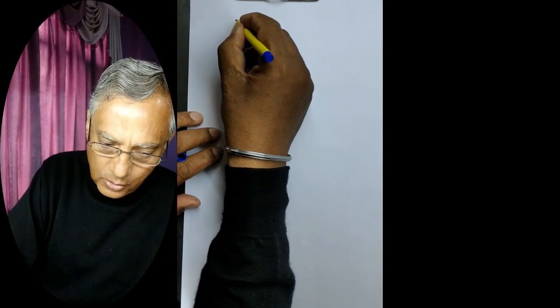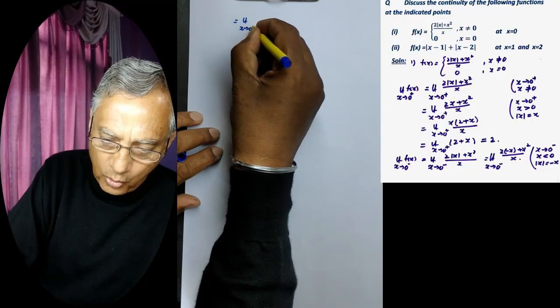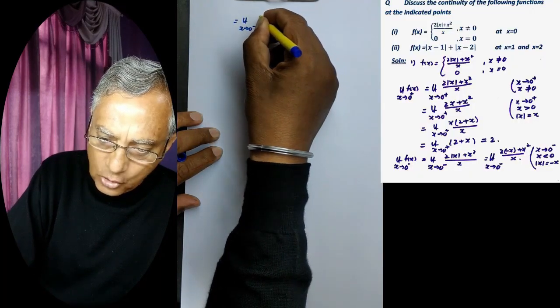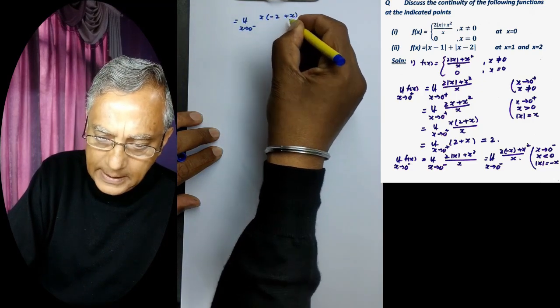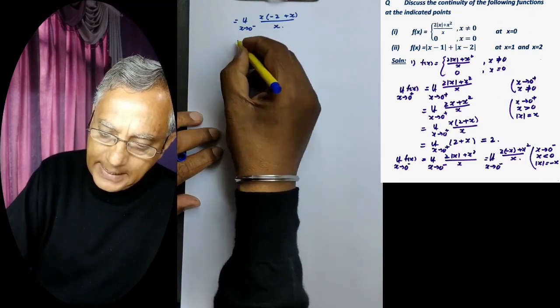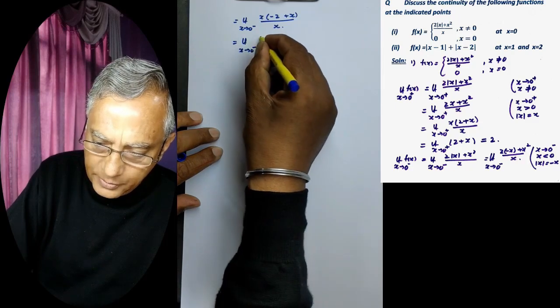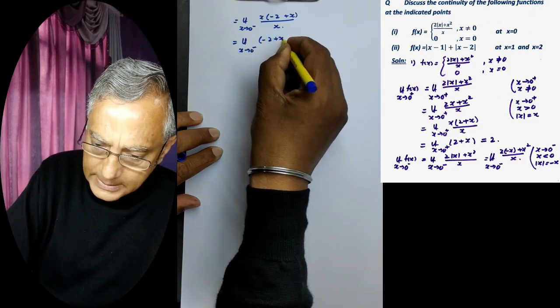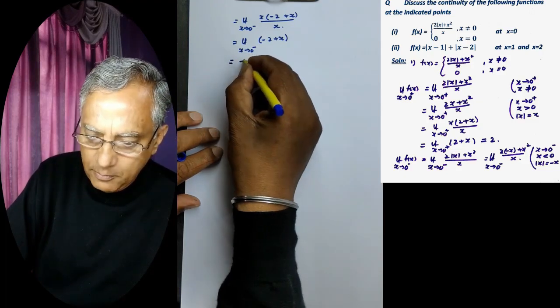And this is equal to limit x approaches 0 from the negative side, take x common. X is common, we get (minus 2 plus x) over x. So x cancels and we get limit x approaches 0 from the negative side of minus 2 plus x. So this is equal to minus 2.